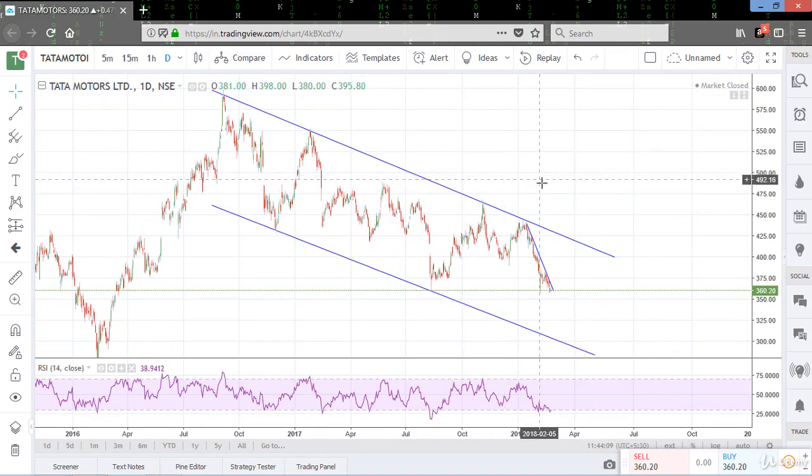So we could adopt the strategy only when the stock is near its resistance line. So if the stock is in downtrend, we can surely make money by executing the strategy.